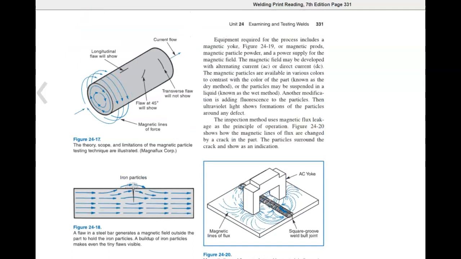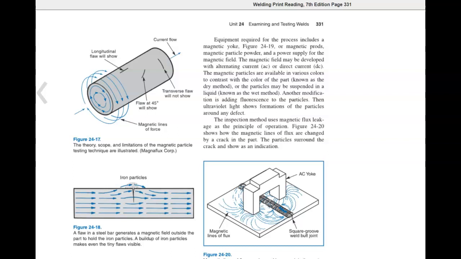Equipment required for the process includes a magnetic yoke, figure 24-19, or magnetic prods, magnetic particle powder, and a power supply for the magnetic field. The magnetic field may be developed with alternating current or direct current. The magnetic particles are available in various colors to contrast with the color of the part, known as the dry method, or the particles may be suspended in a liquid, known as the wet method.